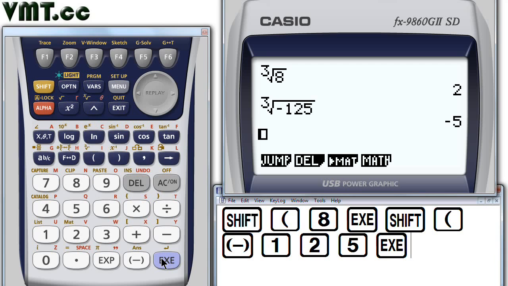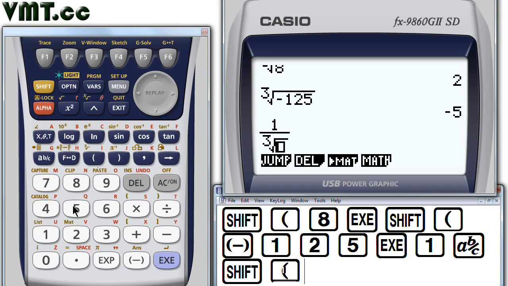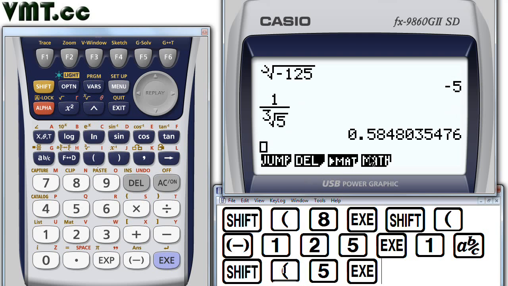Now you may be wondering, can the calculator rationalize the cube roots? Well, let's find out. 1 fraction shift cube root of 5, execute. Nope, it only gives a decimal representation.